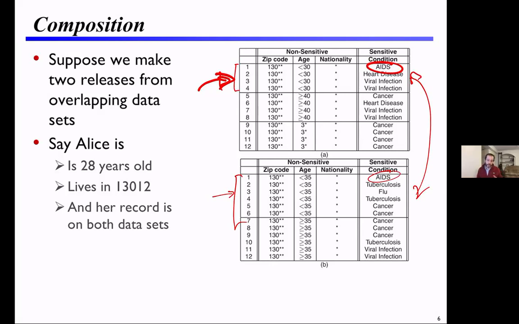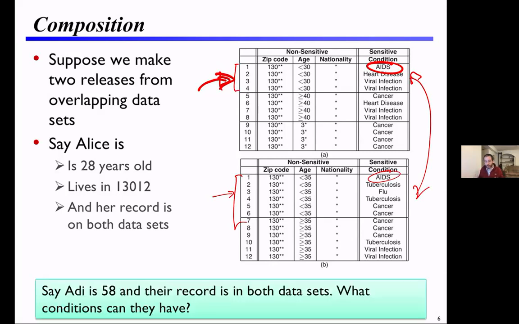Okay, so this is an example of an approach to anonymization that's very brittle when we start composing simple algorithms to build more complex systems. And as an exercise, you can ask yourself, suppose I know that somebody is 58 years old. What can I infer about them from these two data sets? How much can I narrow down their value of the sensitive attribute?